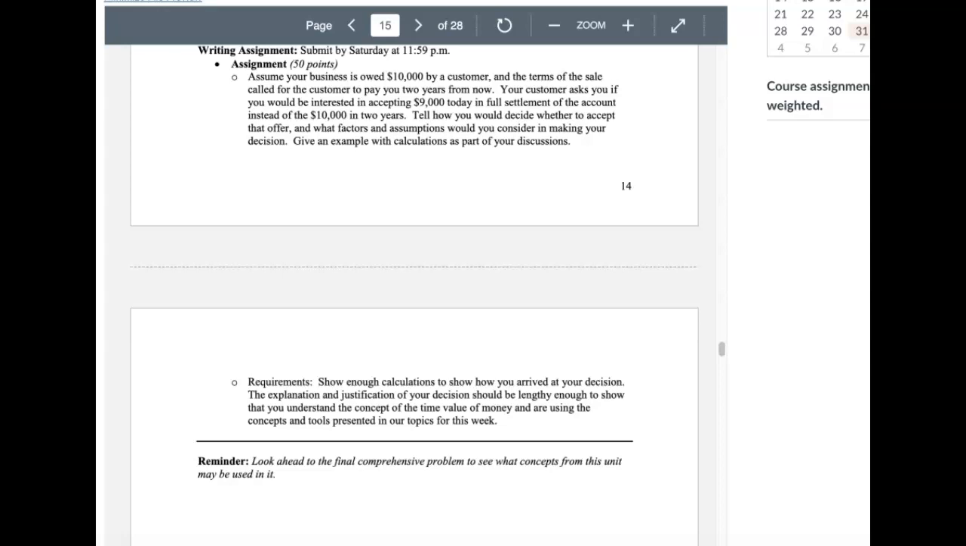Give an example of calculation as part of your discussion. Show enough calculations to show how you arrive at your decision. The explanation and justification of your decision should be lengthy enough to show the concepts and tools presented in our topics for this week. All right, first thing we're going to do is open up Excel.